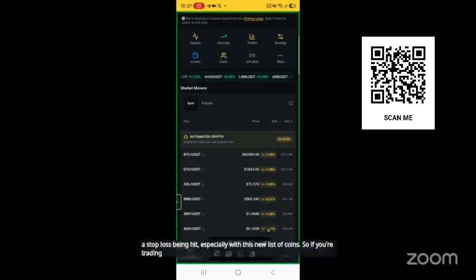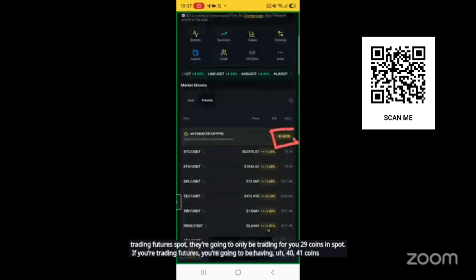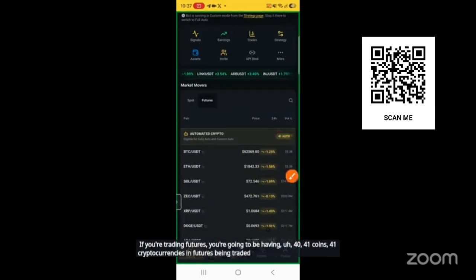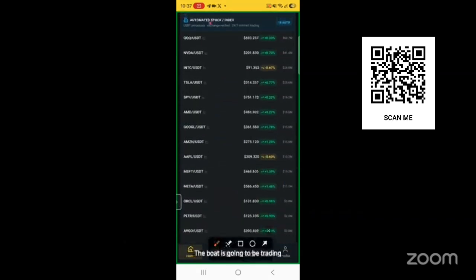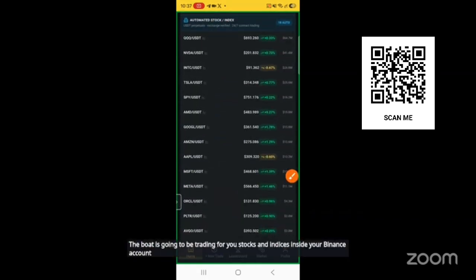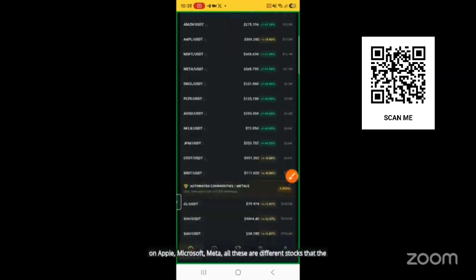So if you're trading spot, they're going to be trading only 29 coins for you in spot. If you're trading futures, you're going to have 41 coins, 41 cryptocurrencies in futures being traded for you on complete automation. Then also, very, very important, the bot is going to be trading for you stocks and indices inside your Binance account. These are proven stocks that do not move. These include the S&P 500, the Magnificent Seven. We have Nvidia, we have Tesla, we have Google, Amazon, Apple, Microsoft, Meta. All these are different stocks that the bot is going to be trading for you.